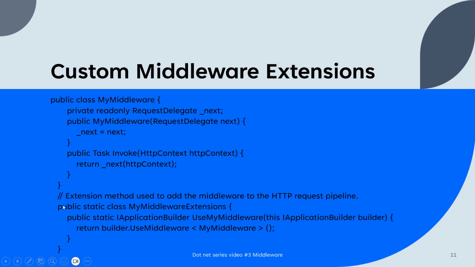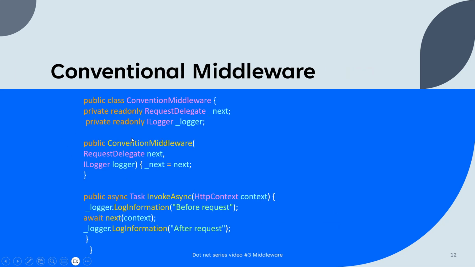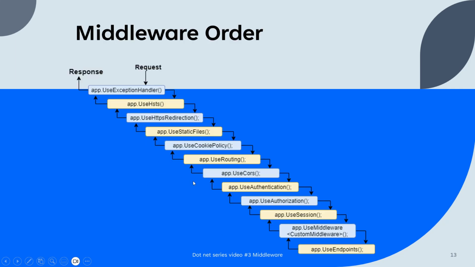We had already discussed how to create an extension. For the middleware extension, we create a static function that will return IApplicationBuilder, with the name of your extension, and then this IApplicationBuilder. Same thing, how to create a convention middleware. And this is the order of middleware.